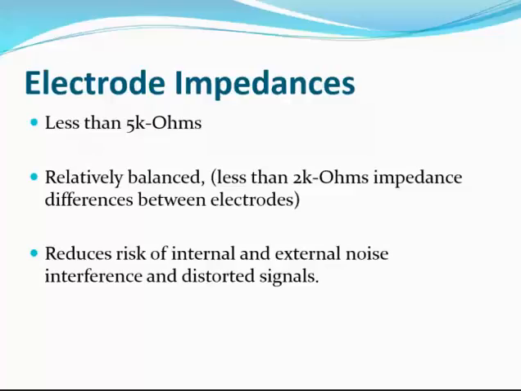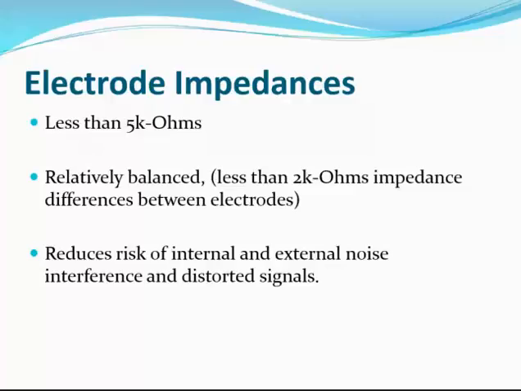The electrode impedances, you want them to be less than 5 kilo ohms, of course. You want them to be relatively balanced. You don't want one electrode that's 4 or 5 or 10, and the other is 1 or 0.5, 0.3, because that can introduce some artifact and some wrong readings as well.